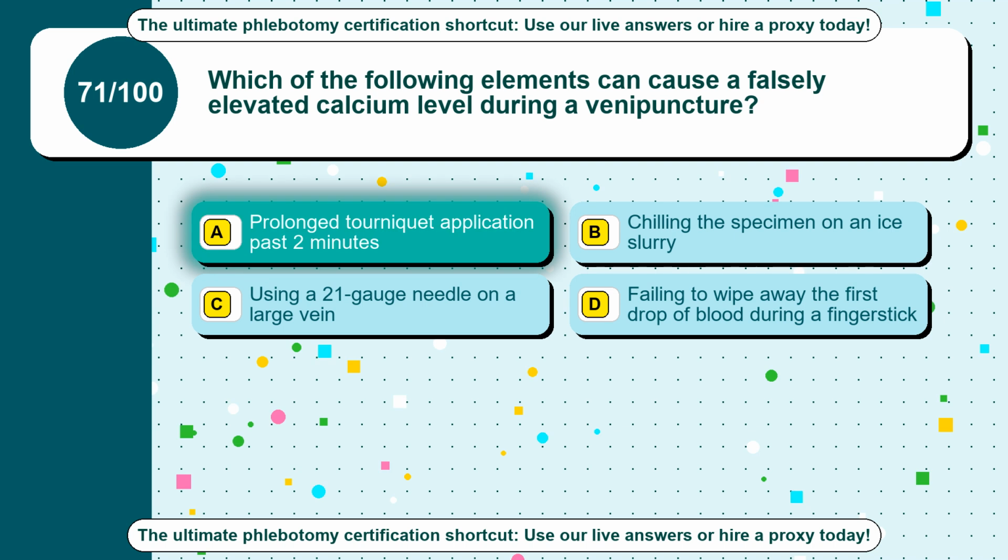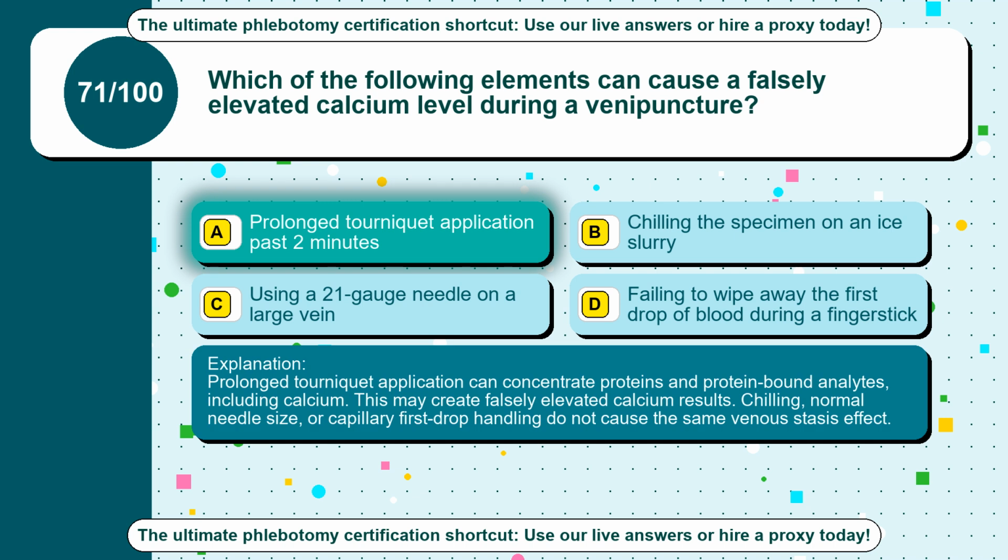The correct answer is option A, prolonged tourniquet application past 2 minutes. Prolonged tourniquet application can concentrate proteins and protein-bound analytes, including calcium. This may create falsely elevated calcium results. Chilling, normal needle size, or capillary first drop handling do not cause the same venous stasis effect.